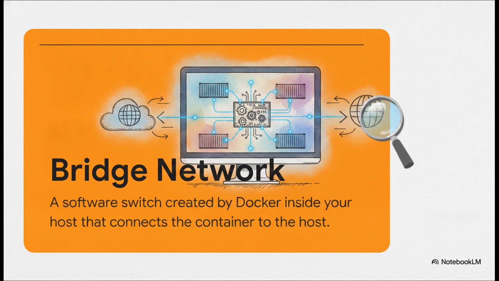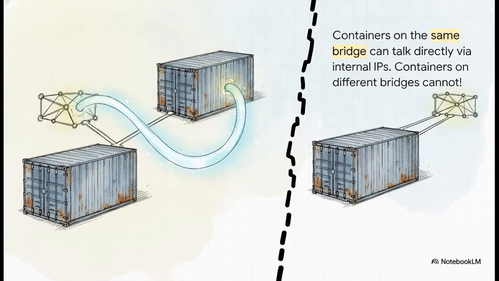Well, by default, Docker puts the container on what's called a bridge network. This is essentially a software switch that Docker quietly creates inside your host machine. Any container you start automatically plugs right into it, bringing them out of isolation and onto a little private network. Now, because these containers are plugged into the exact same private network, they can reach each other directly using their internal IP addresses. You don't need any port publishing or complex translation for them to chat.